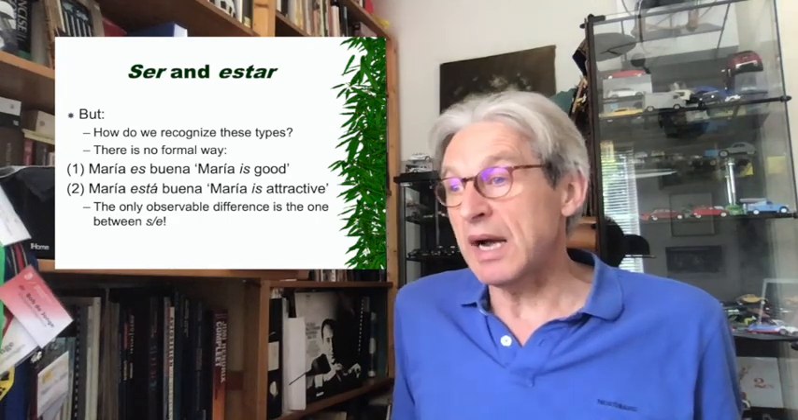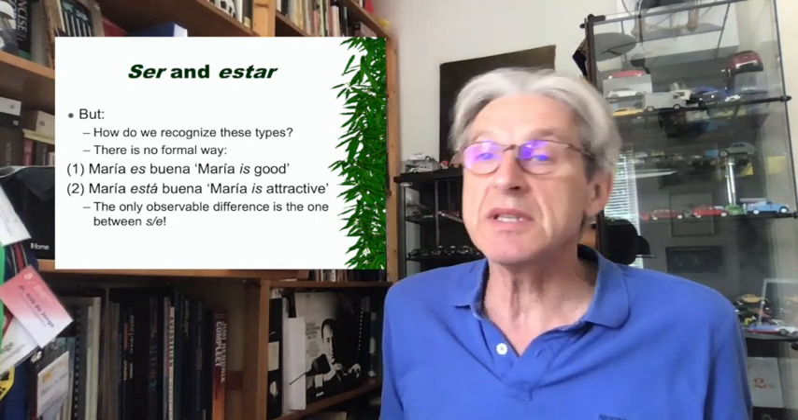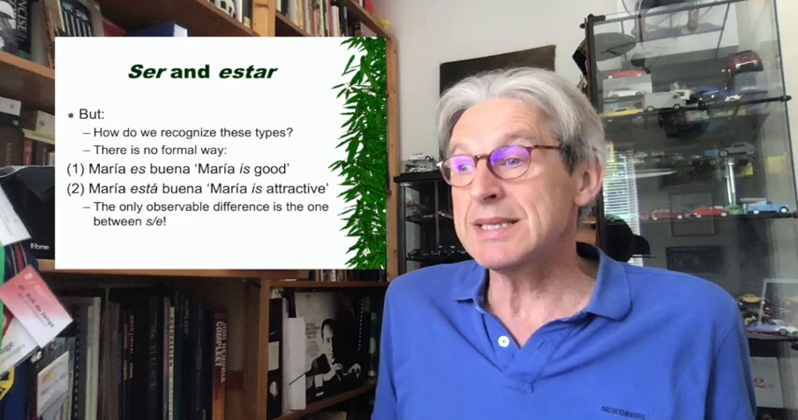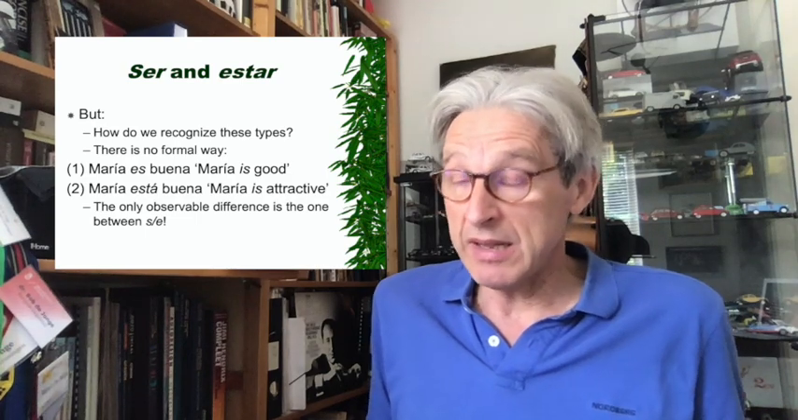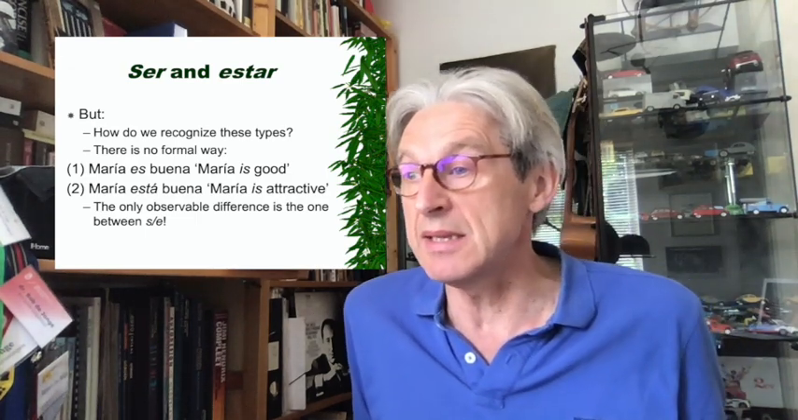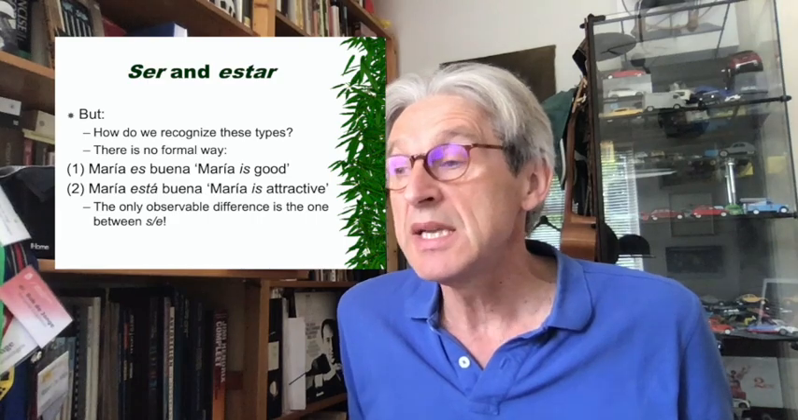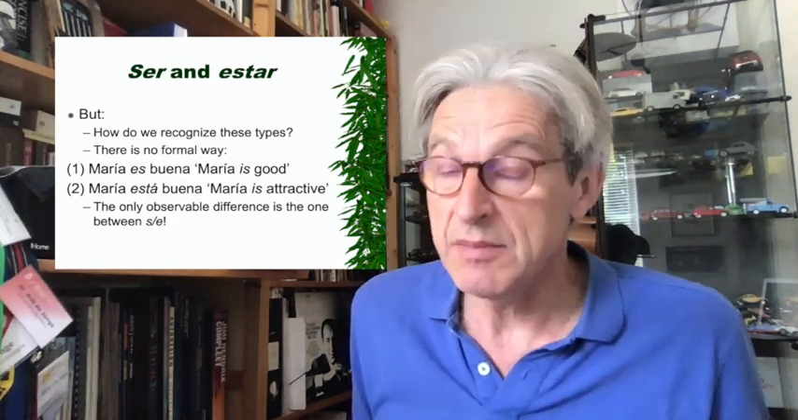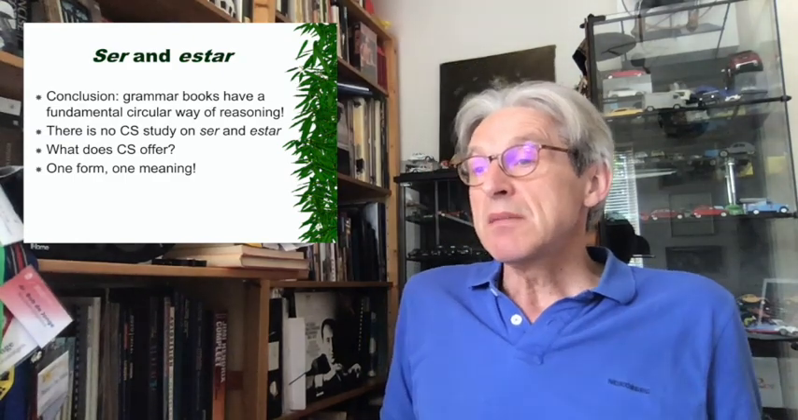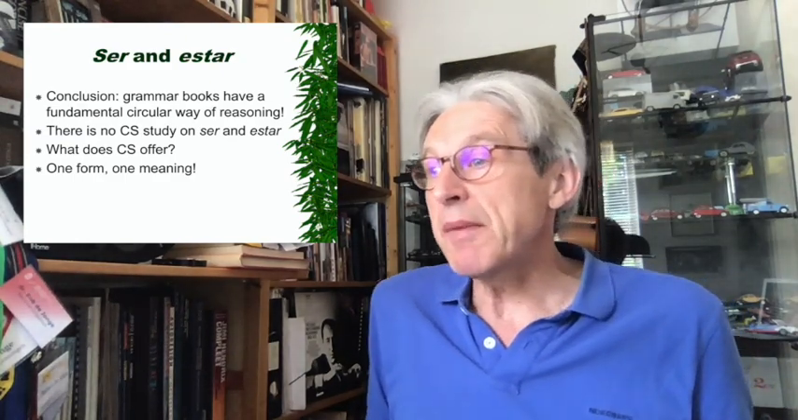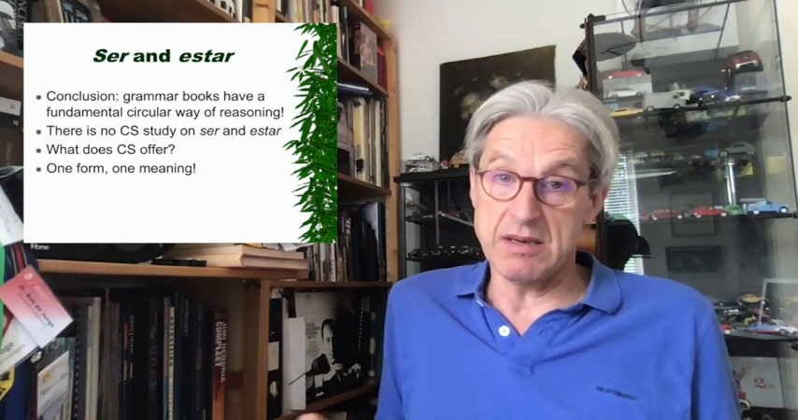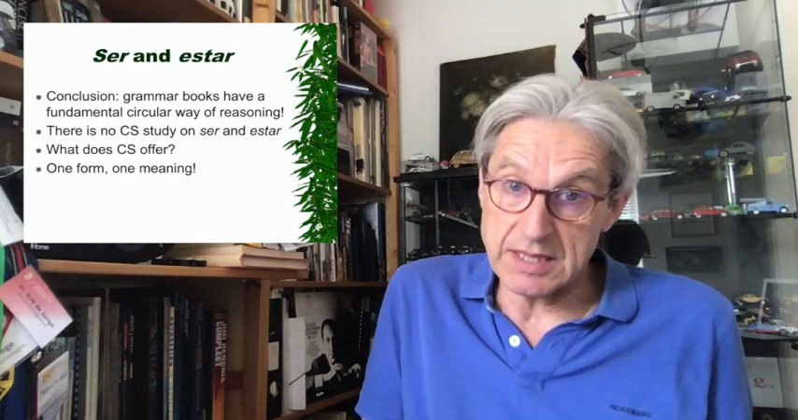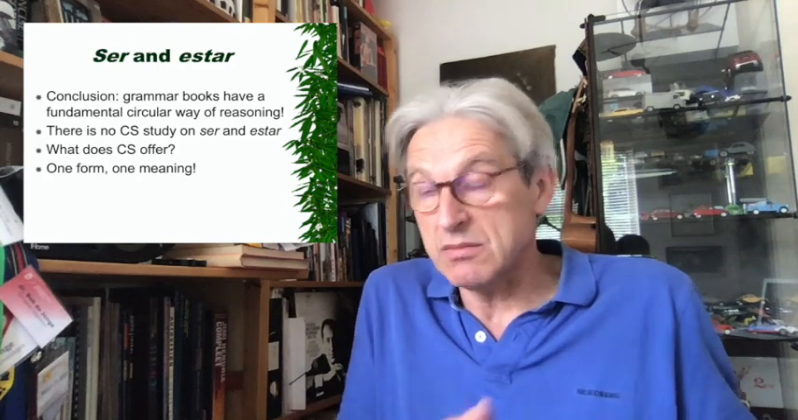So the only observable difference is the one between ser and estar, and so my hypothesis is that the difference in interpretation is due to the difference in meaning between ser and estar. So my first conclusion is that grammar books have a fundamentally circular way of reasoning. When an adjective goes with ser, then you have to interpret it in a certain way, etc., etc.